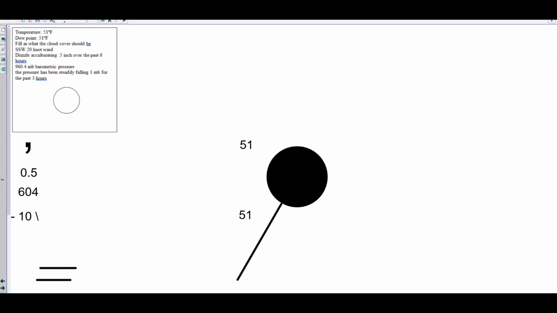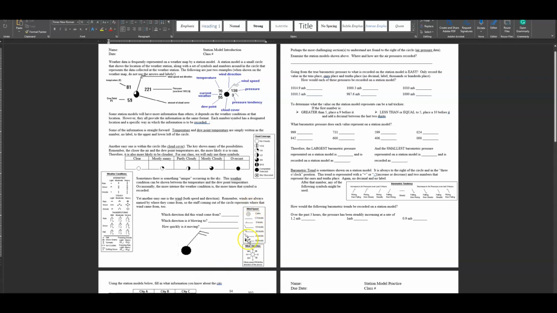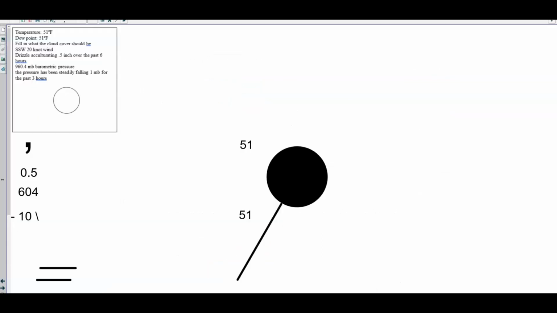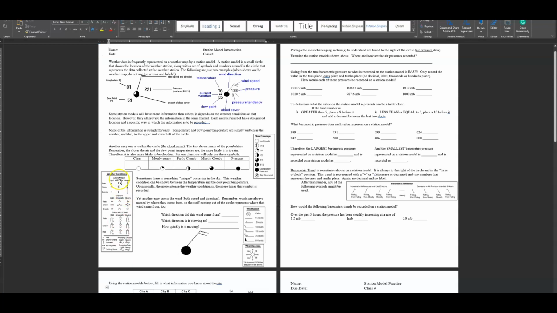20 knots, jumping here. Here's my wind speed. Remember, long means 10 and short means 5. I need 20, so one long one would give me 10 and a second long one would give me 20. And so now I've got my flag in place. Next, drizzle. Once again, I kind of jumped ahead, but there's my drizzle symbol. If not, I would go right here to the weather conditions to find that. I have a light drizzle.